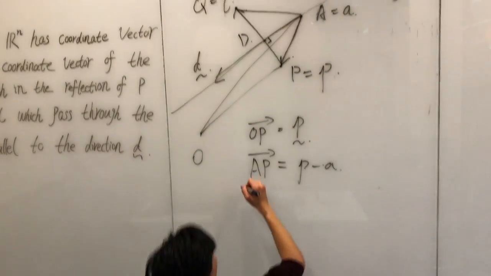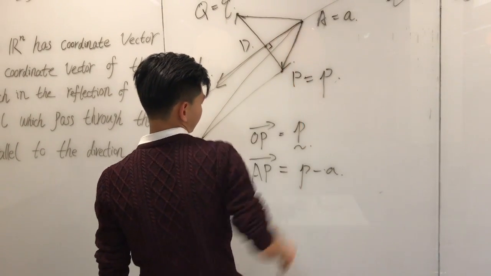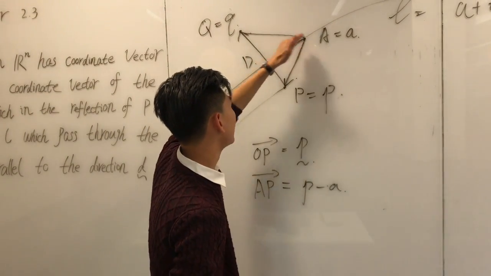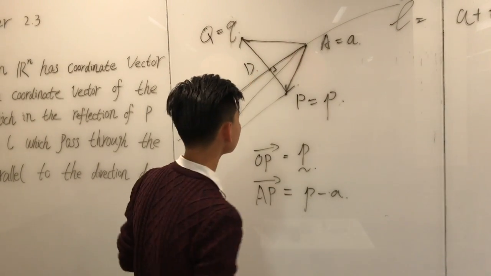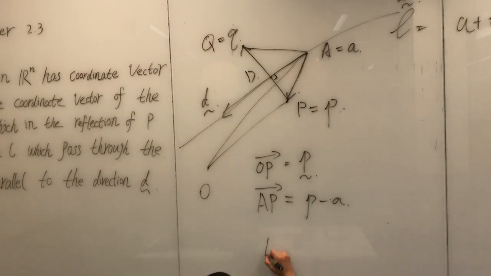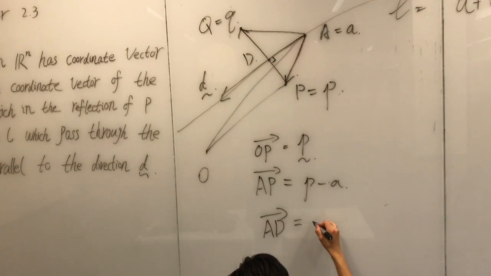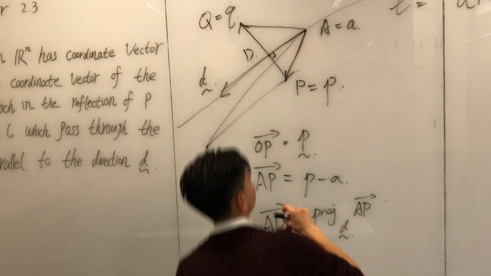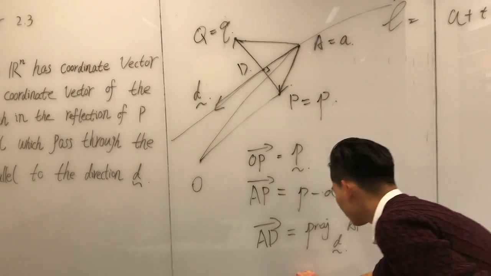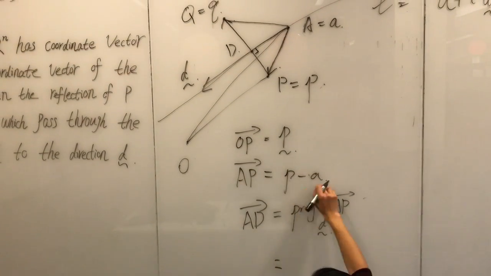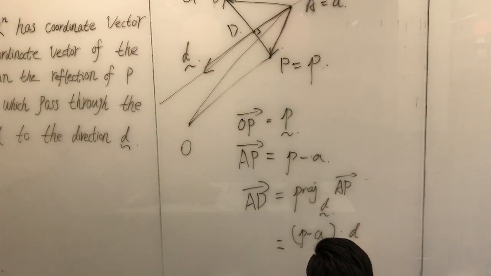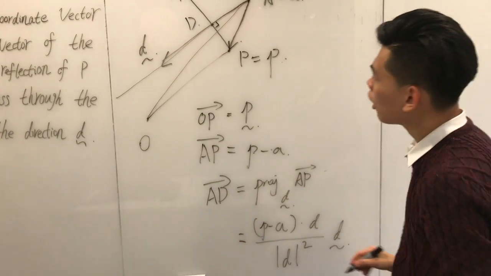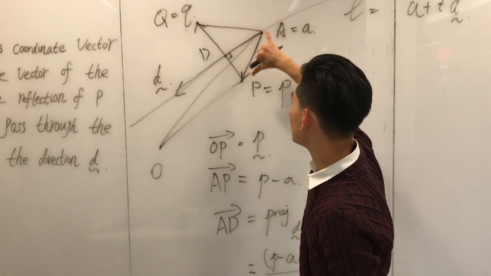So how do we find PD? To find PD, we need this line and this line. Why? Because when we're doing a projection, we can only find out AD. We can't find out PD. So we need to find out AD and AP, and then finally we can find out DP. Okay? So now let's find AD. AD equals the projection of AP on the direction of D. Right? AP is P minus A, dotted with D, divided by D squared, times D. So this is AD. Now how do we find PD? We can use AD minus AP.